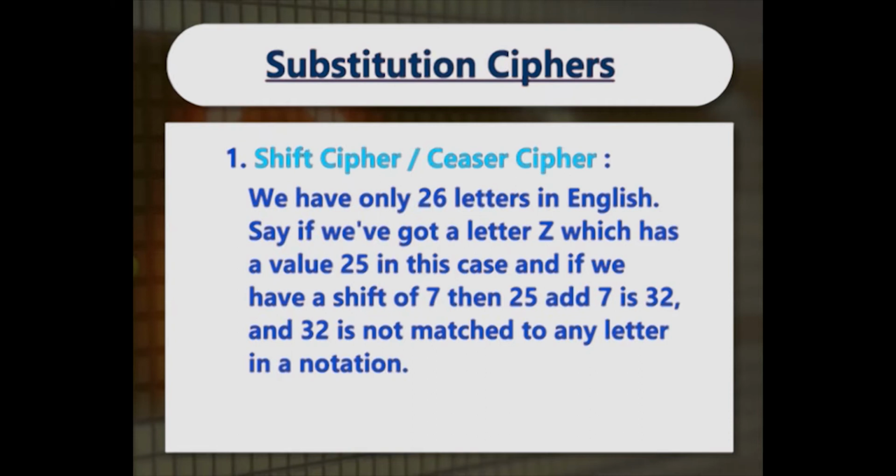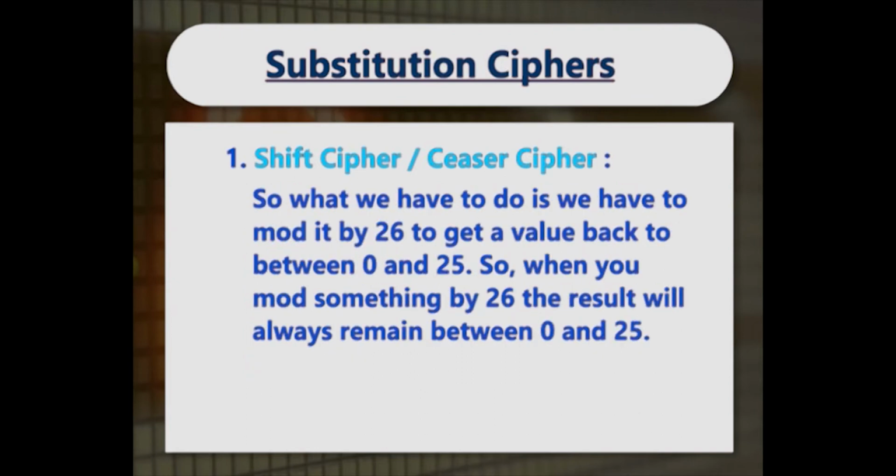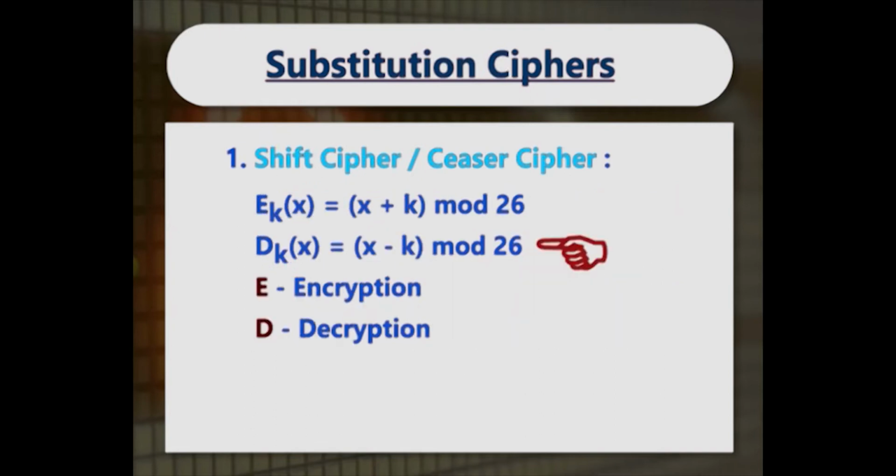Say we have a letter Z, which has a value of 25 in this case, and we have a shift of 7. Then 25 plus 7 is 32, and 32 does not match any letter in the notation. So what we have to do is mod it by 26 to get a value back between 0 and 25. When you mod something by 26, the result will always remain between 0 and 25. And to decrypt, we have to subtract the shift and then mod that by 26.